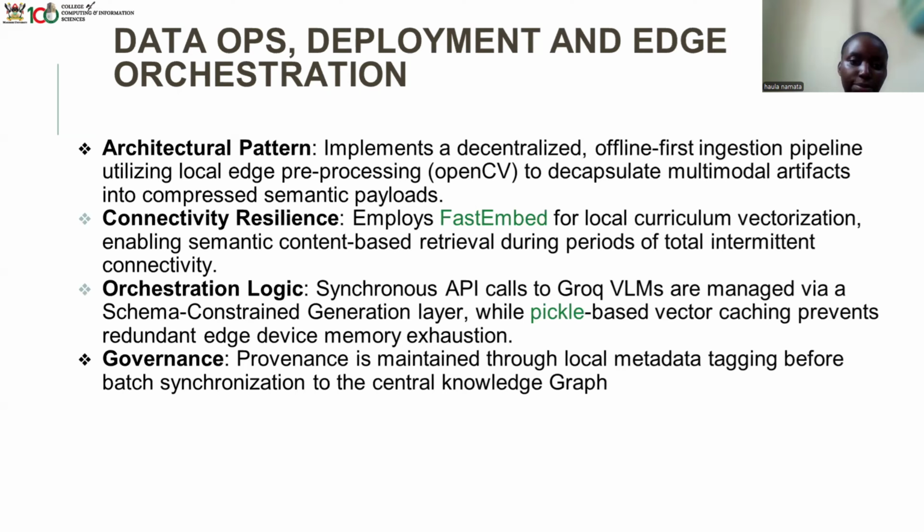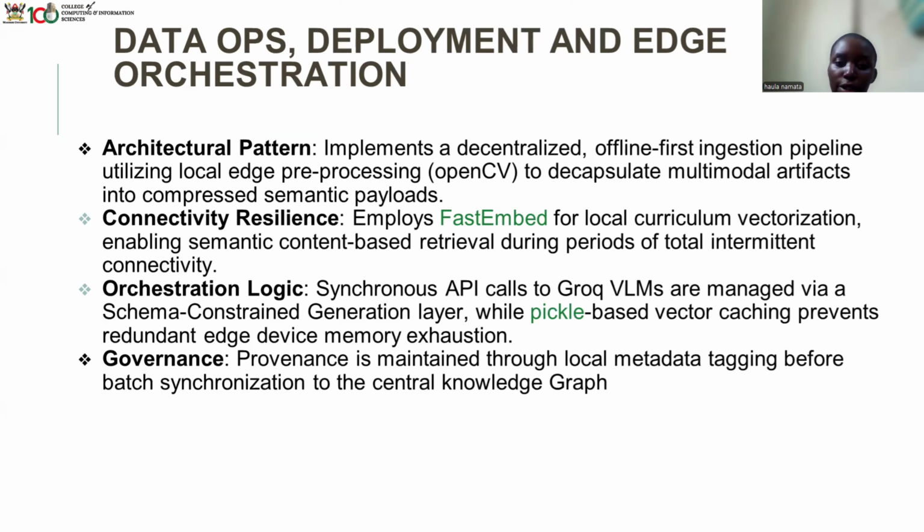So the system is designed for offline-first operations, since low resource environments usually have issues with connectivity, and also we want edge devices to locally process the multimedia artifacts before synchronization. Then the edge preprocessing: here we use OpenCV processing and semantic compression to reduce the bandwidth usage. And then we had local vector caching to prevent repeated semantic computations and reduce memory exhaustion.